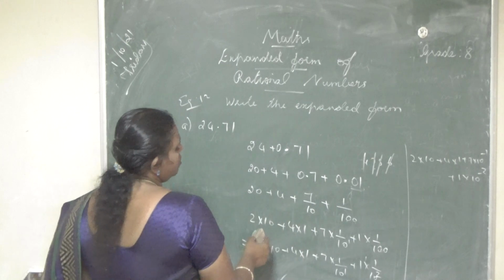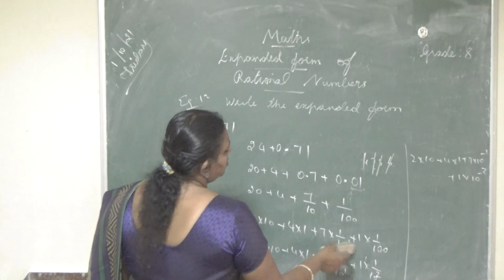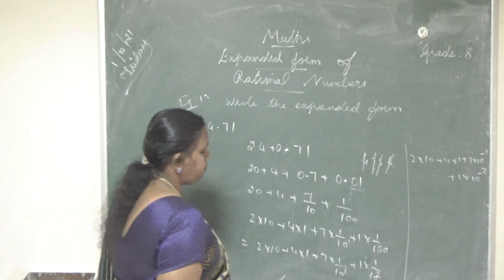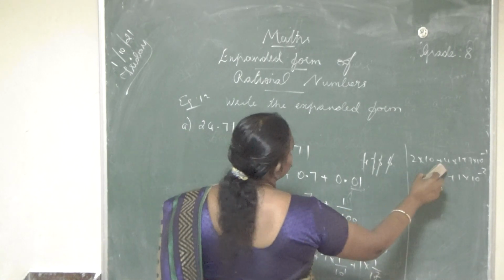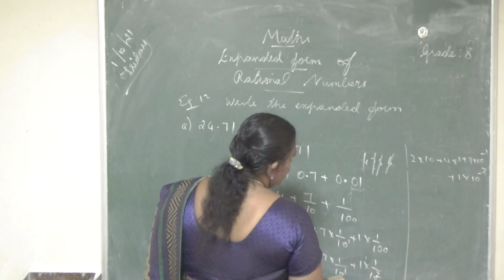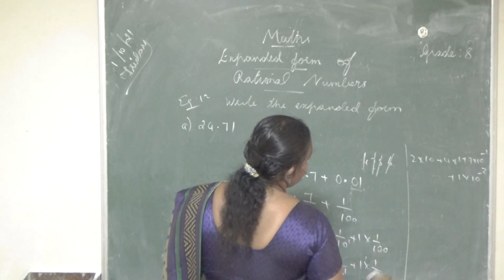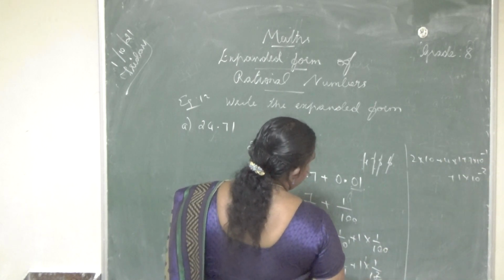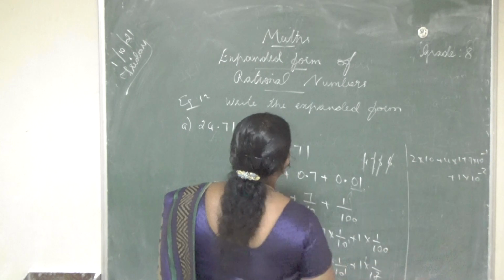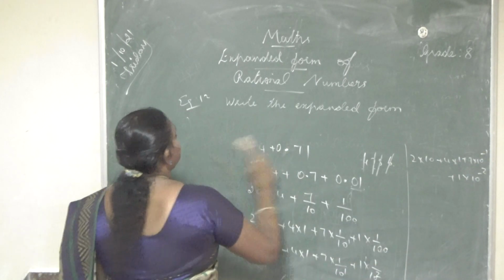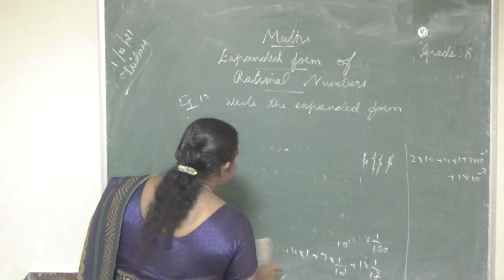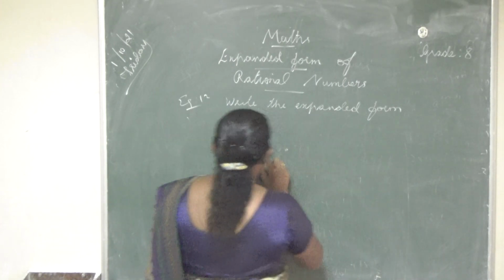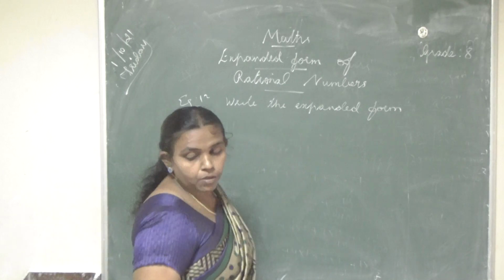Next, 2 into 10, 4 into 1, 7 into 1 by 10, 10 power 1. Here 100 means 10 square. So 2 into 10 plus 4 into 1 plus 7 into 10 to the power minus 1. 1 by 10 to the power 1 becomes 10 to the power minus 1. 1 by 10 to the power 2 becomes 10 to the power minus 2. We will do 2-3 problems, and by that time you will be able to understand. See, second problem.